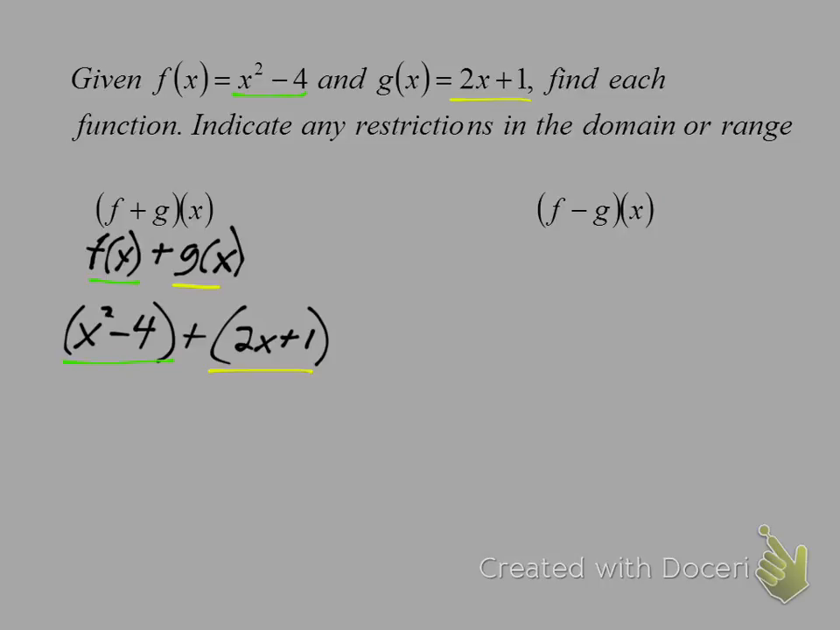And then you do what? Like terms. So x squared plus 2x. Negative 4 plus 1 gives you negative 3. And you're done.